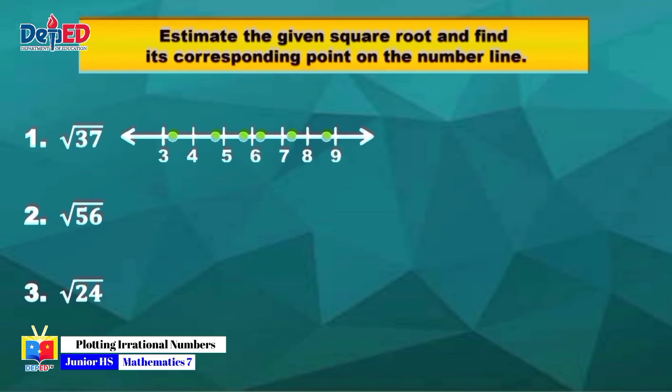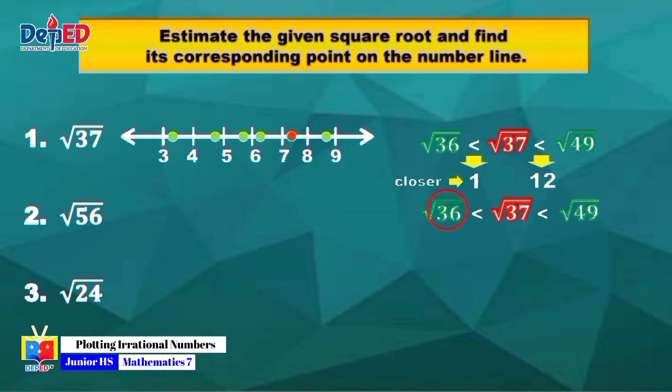The square root of 37 lies between the square root of 36 and the square root of 49. 37 minus 36 is equal to 1. 49 minus 37 is equal to 12. Therefore, the square root of 37 is closer to the square root of 36. The square root of 36 is equal to 6, and the square root of 49 is equal to 7. Since the square root of 37 is closer to 6, the point must be closer to 6. Locate 6 and 7 on the number line and say freeze if you see the point. Freeze!